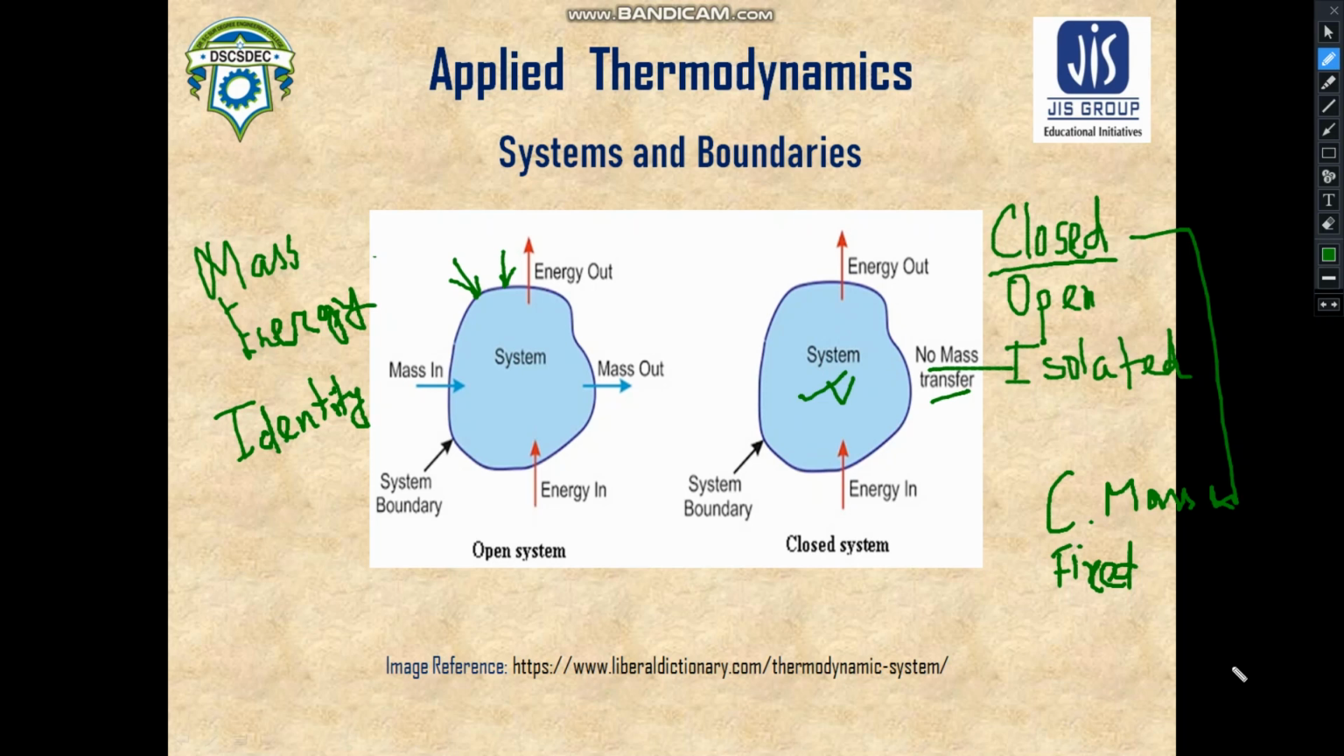But for open system, both mass and energy are allowed to move in or move out. Since the mass changes for open systems, we can obviously say the identity is not going to remain the same. So it will have a variable identity. And if the mass changes, then what is the area of focus? How do we focus on this system? By focusing on a certain amount of volume.